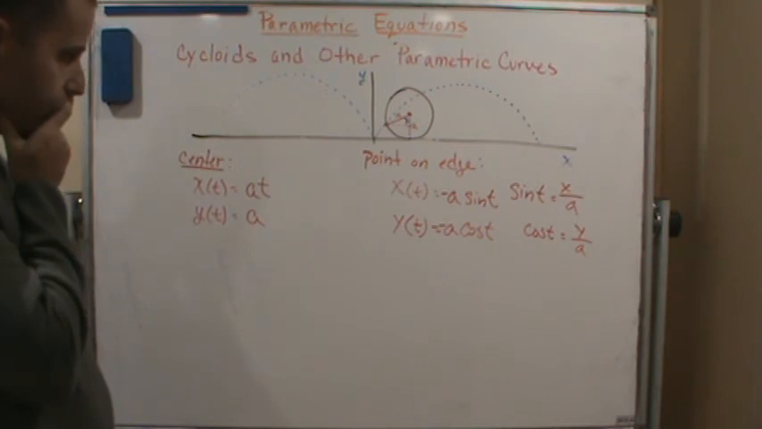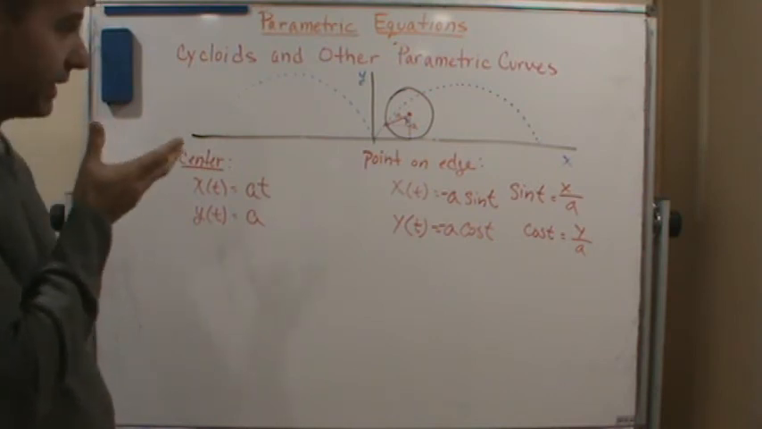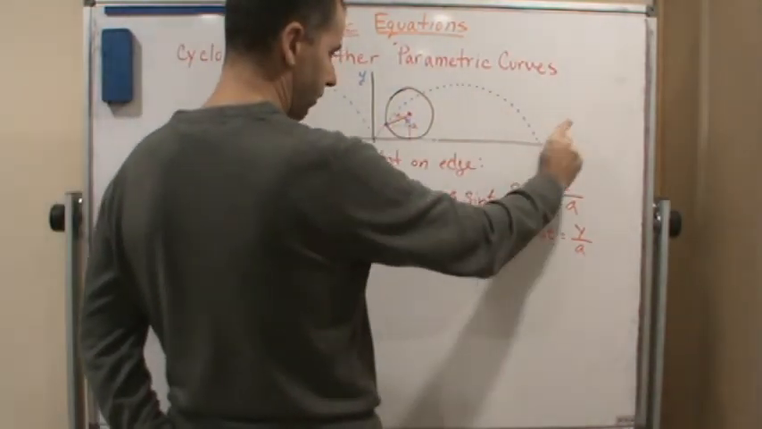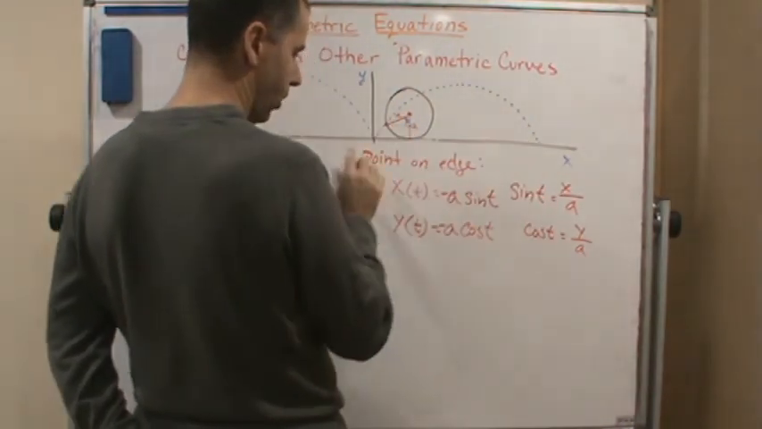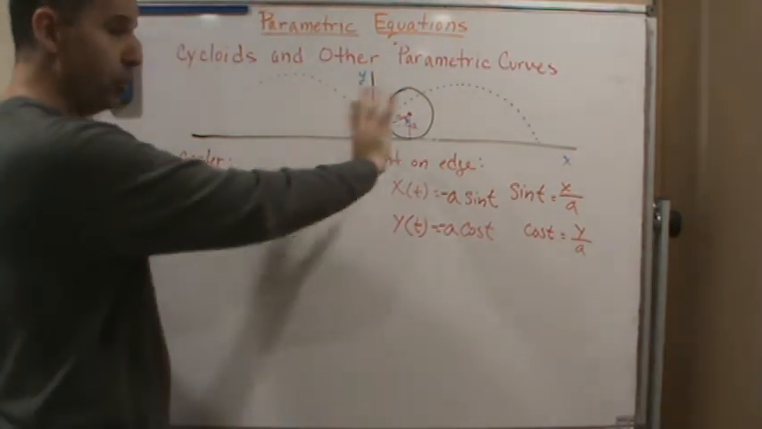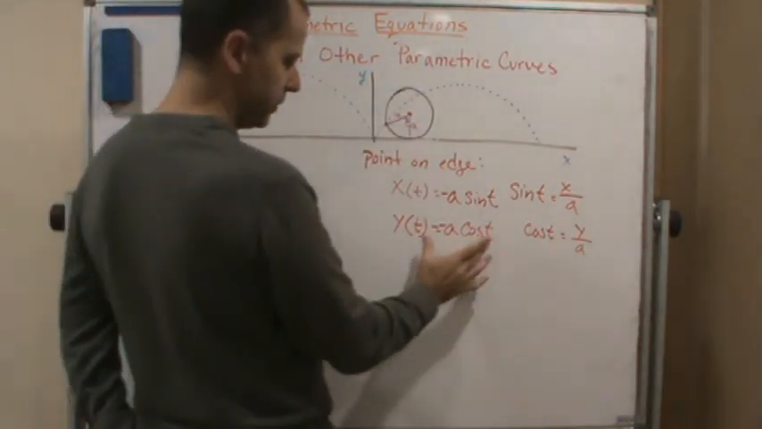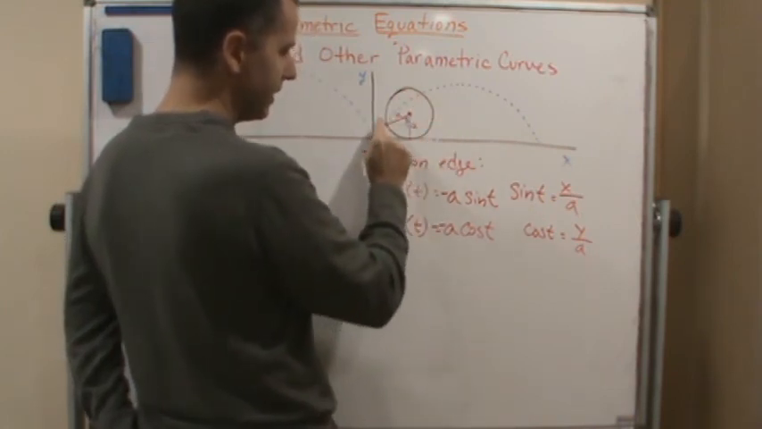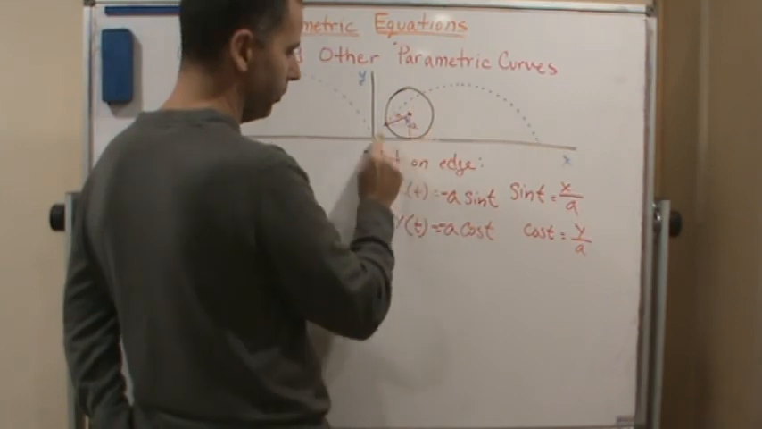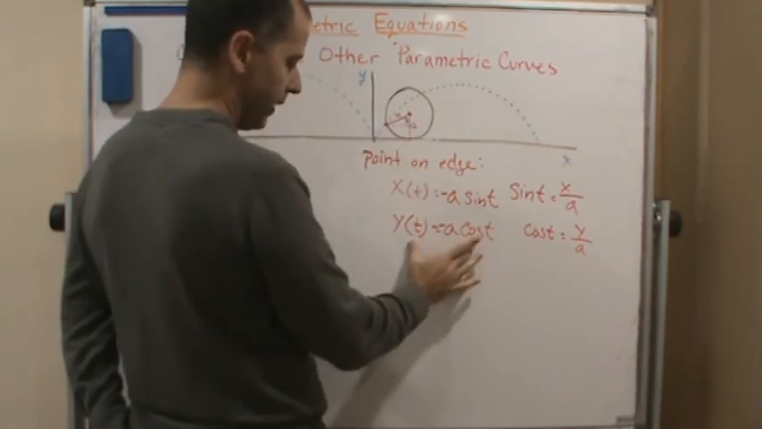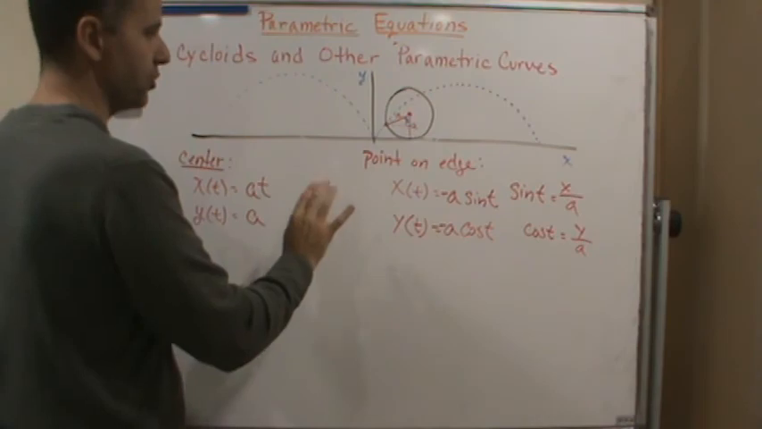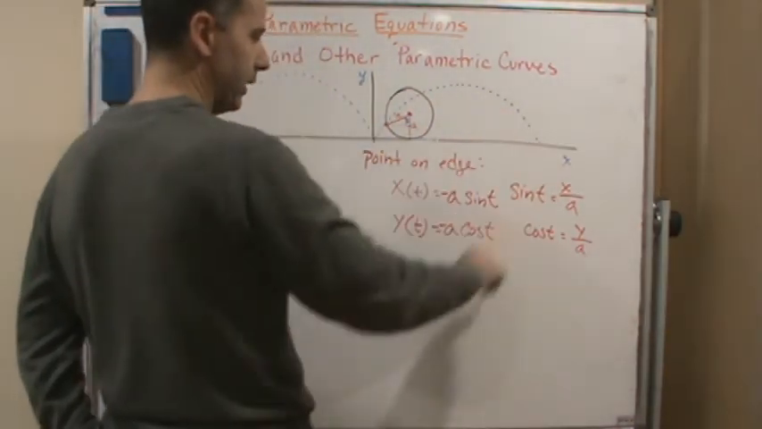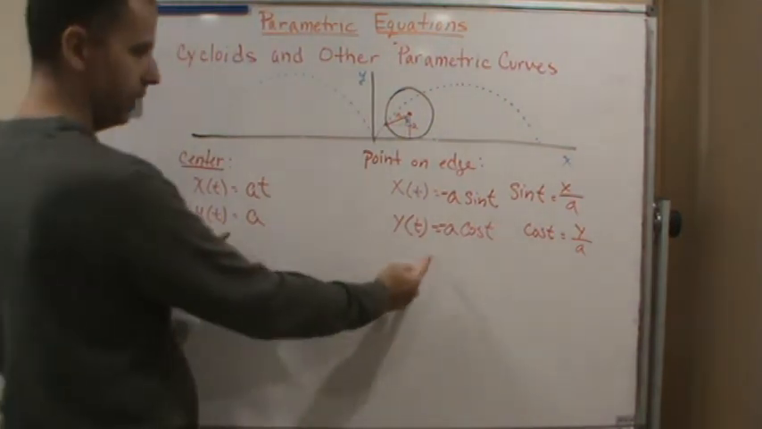Now, how do I put these two things together? Obviously the center is moving left to right. So we've got the position of the center as it's moving, but then we've also got the position of the point along the edge of the circle as it's rotating around the center. So how do we put these together to describe the path that the point is taking as the wheel is moving? We're going to add these together.